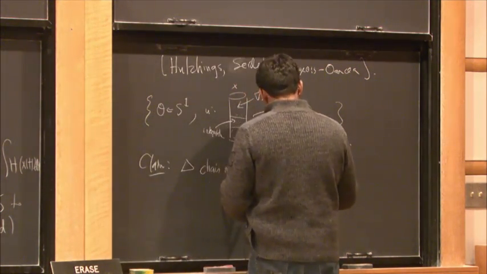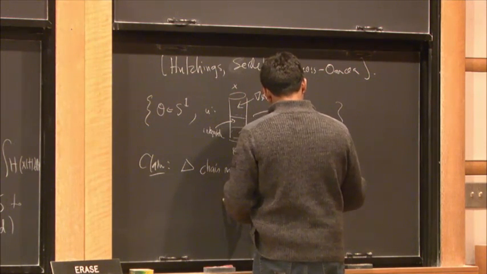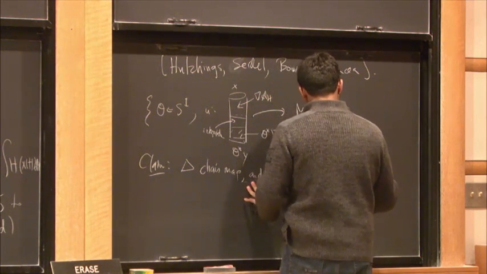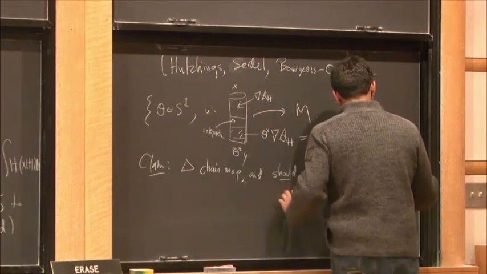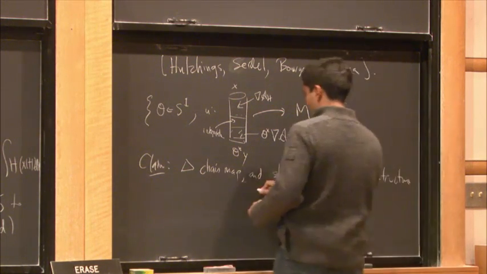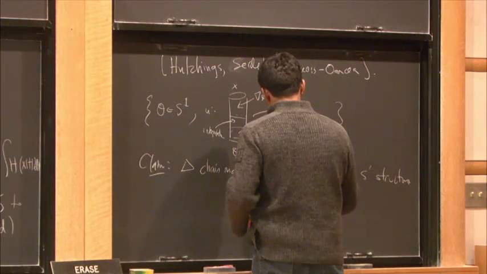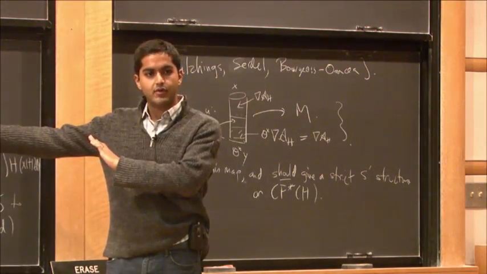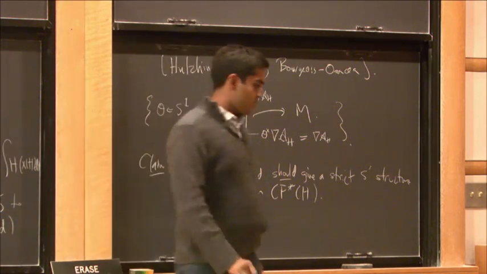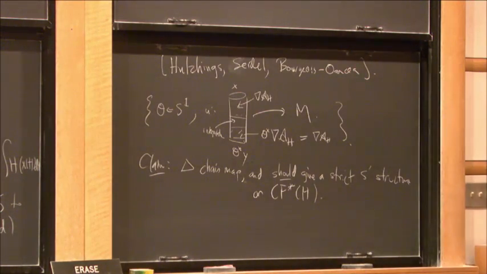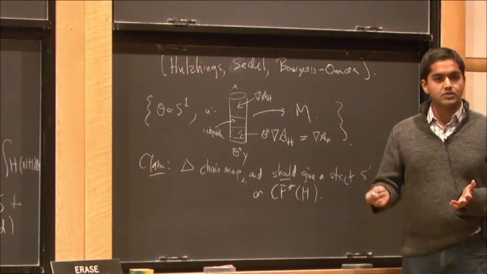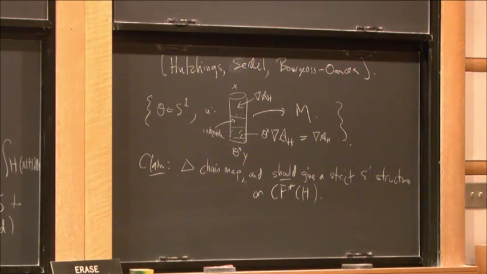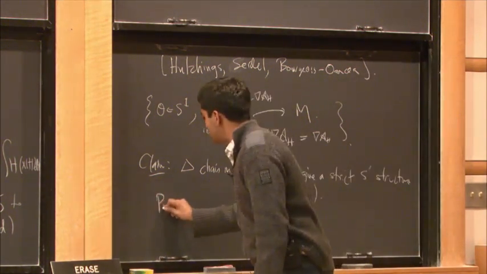And it should give a strict S1 structure on the Floer complex if things could work out the way I naively stated them. Okay, but what's the problem? Even in Morse theory, sometimes there's a problem, I think, which is that, of course, if you have a space with some action, well, maybe in Morse theory it's okay, but here, let me just say what the problem is.